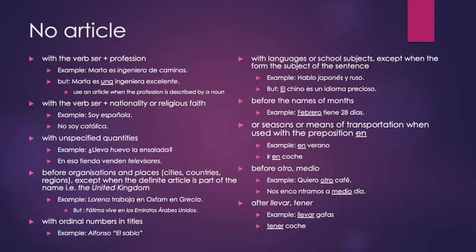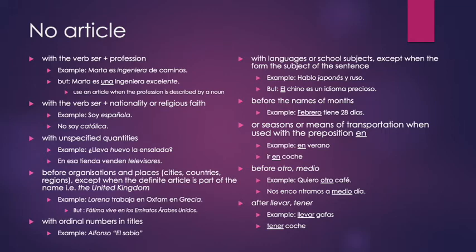So with languages or school subjects, except when they form the subject of the sentence. For example, hablo japonés y ruso. You don't use an article in that. But if you're using it as the subject of a sentence, el chino es un idioma precioso. Or you can say that Chinese is a really nice language. You can say el japonés es lindo. Japanese is nice. So before the names of months, for example, febrero tiene 28 días. You don't use an article in that.